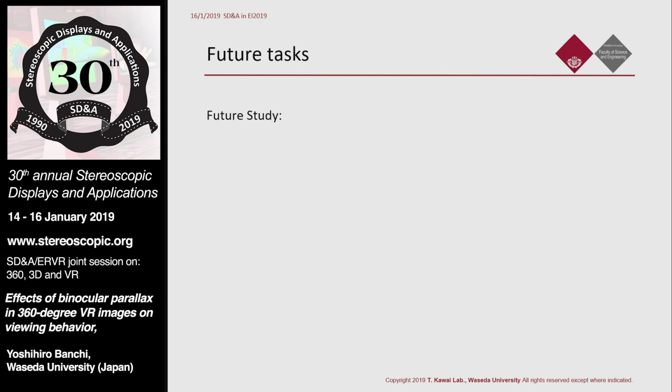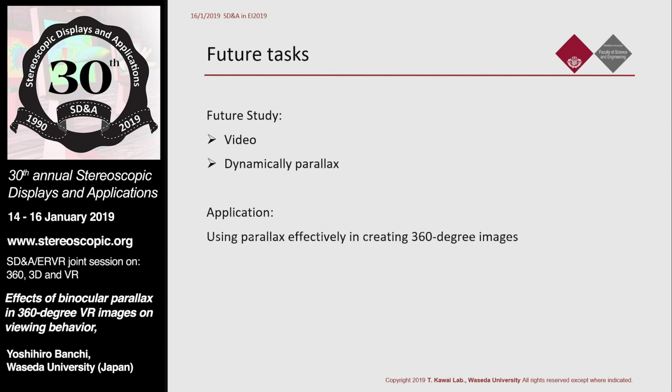In future tasks, the simple study is the examination in videos. Furthermore, it investigates what happens when parallax is dynamically added. For example, whether it is perceived as a point of interest when adding to a moving object such as a person. From these facts, it is suggested that effective parallax can be added in 360 images.